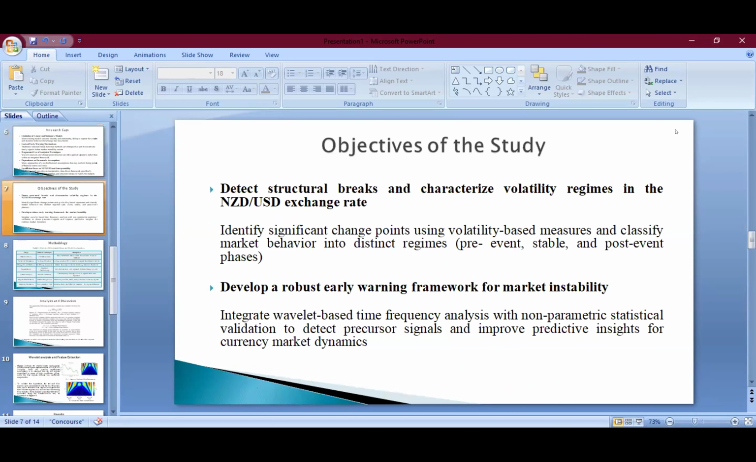These are the objectives of the study. The main objective is to detect the structural breaks and characterize volatility in the New Zealand to US dollar exchange rate. The second one is to develop a robust early warning framework for market stability. So first we focus on the main objective of this work. In future, we plan to extend the research.